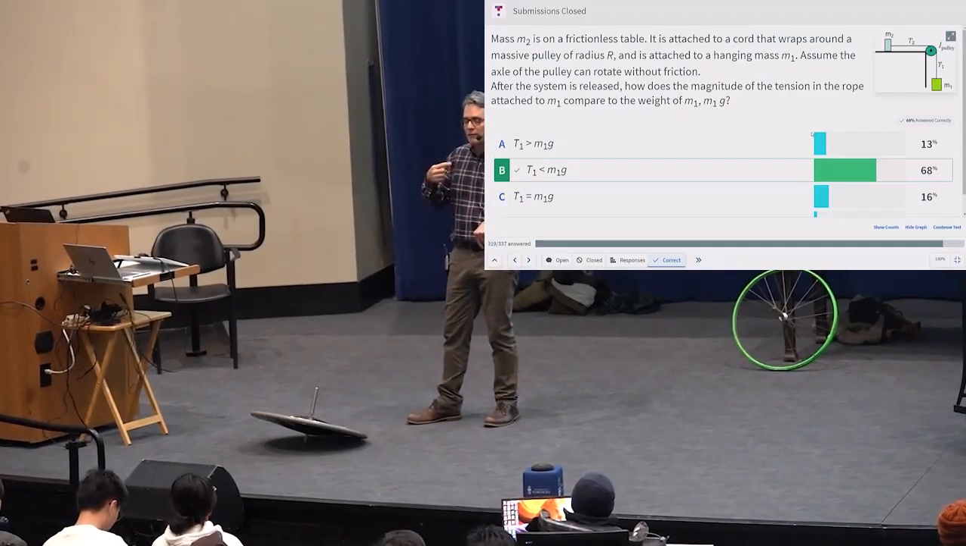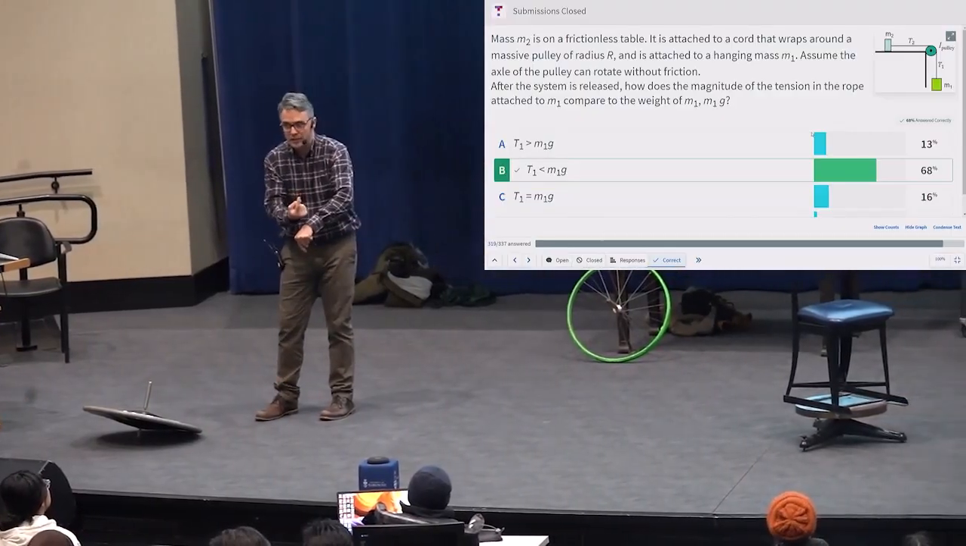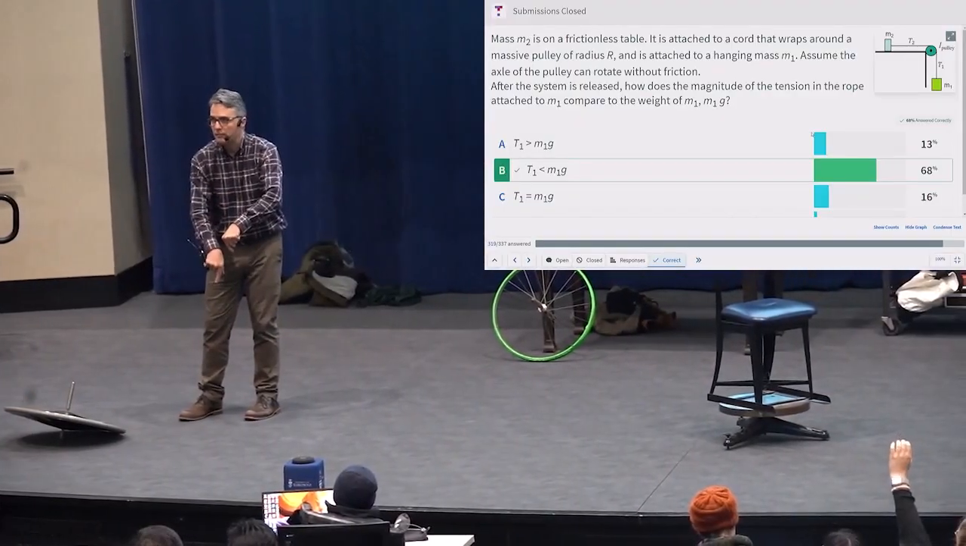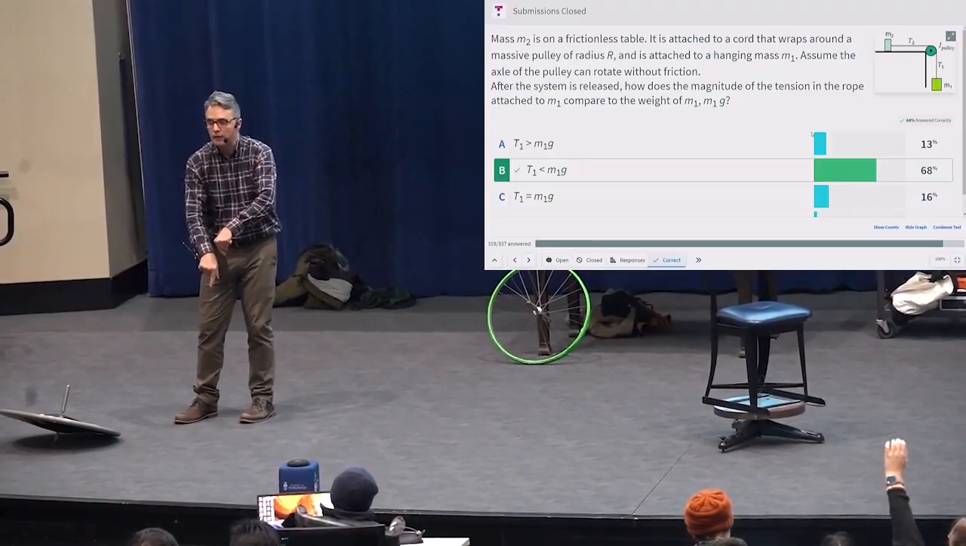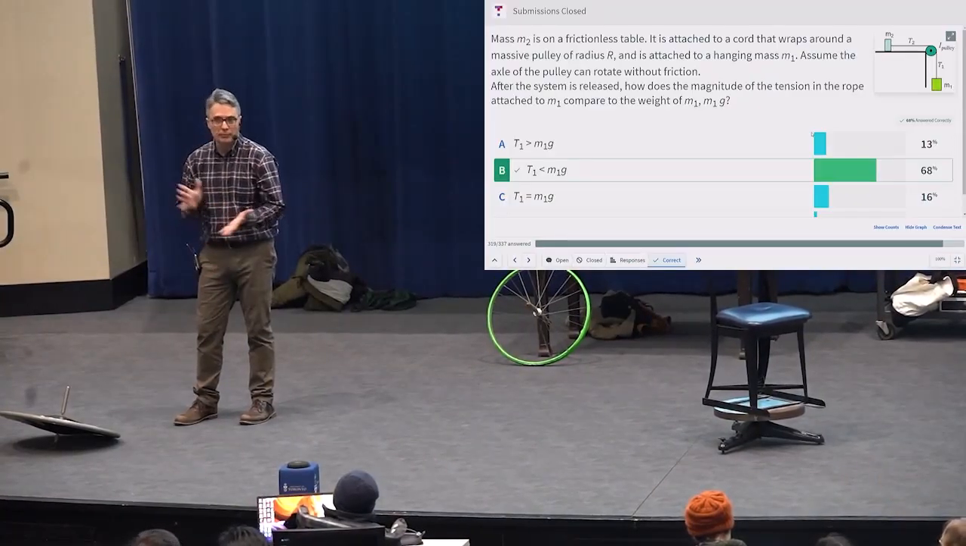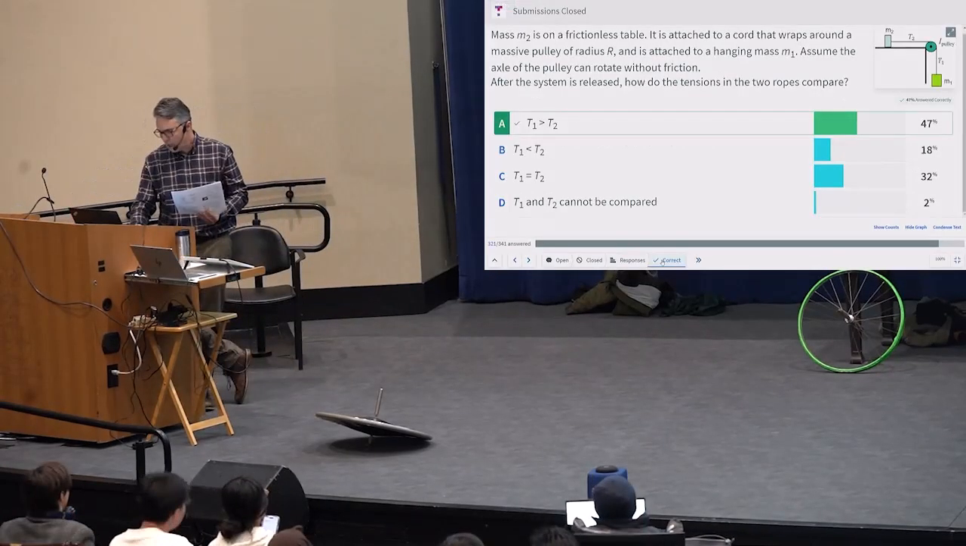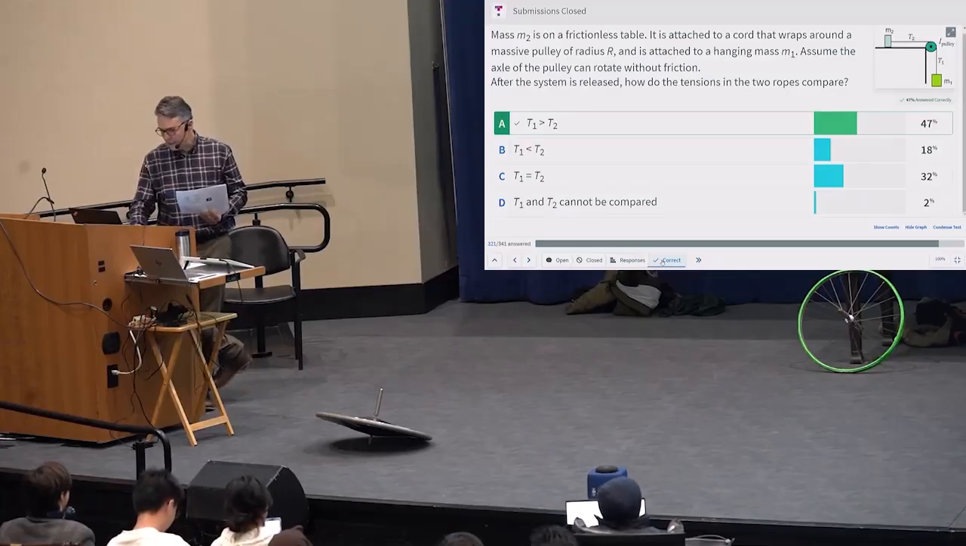And then you think of the free body diagram of M1. You've got tension T1 pulling up. You've got M1 g pulling down. It's accelerating down, so M1 g has to be greater than the tension pulling up, or else it wouldn't accelerate down. Now it's asking how the tensions in the two ropes compare. I like A, that T1 is greater than T2.